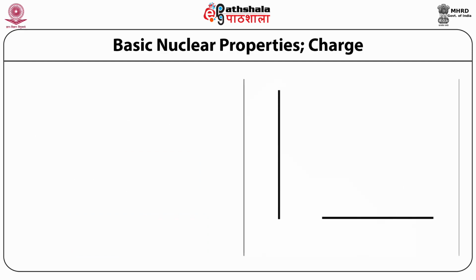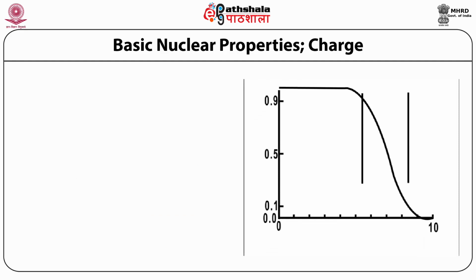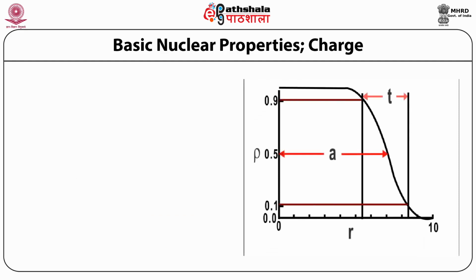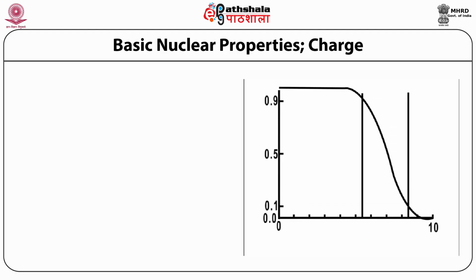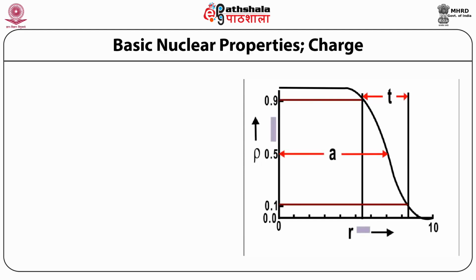Basic nuclear properties, charge. This slide is the continuation of the previous slide. We are discussing the charge. Now, regarding the charge of the nucleus, in experiments it has been seen that the charge distribution can be better represented by an analytical form, and the most appropriate analytical form by which we can express the distribution of charge within the nucleus is the Woods-Saxon form.